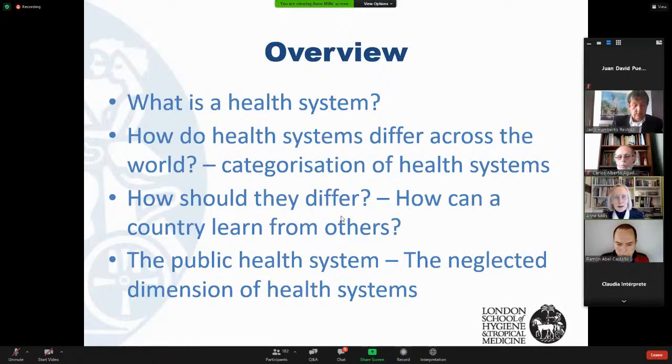I'm then going to ask the question, not how do they differ, but how should they differ? How can a country draw on international experiences and learn from others? And then I want to end with a comment on the public health system that COVID has really shone a light on. And to my mind, this is the neglected dimension of health systems.